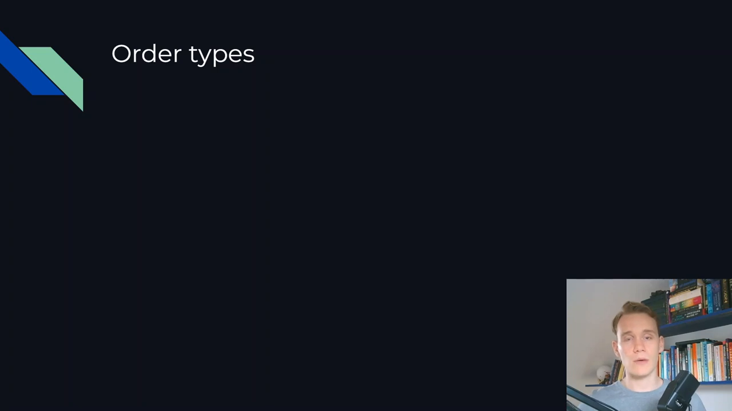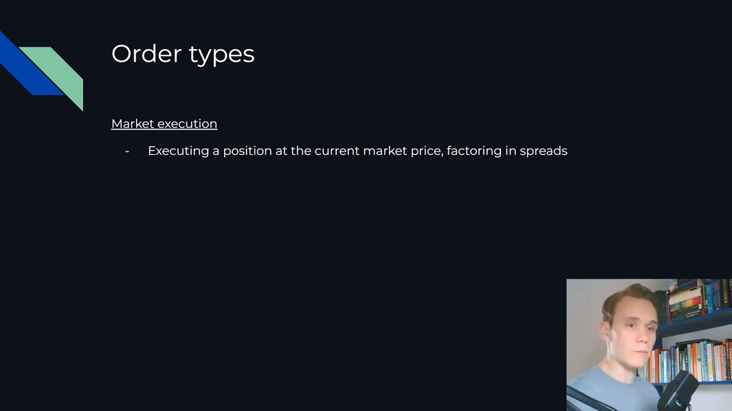Order types now we're moving on to. These are the more practical execution methods against your broker when it comes to getting into the markets, because there are a few different ways one can do that. First up, we have the market execution, and that is executing a position at the current market price, factoring in the spreads. So we like where the market is currently trading at.